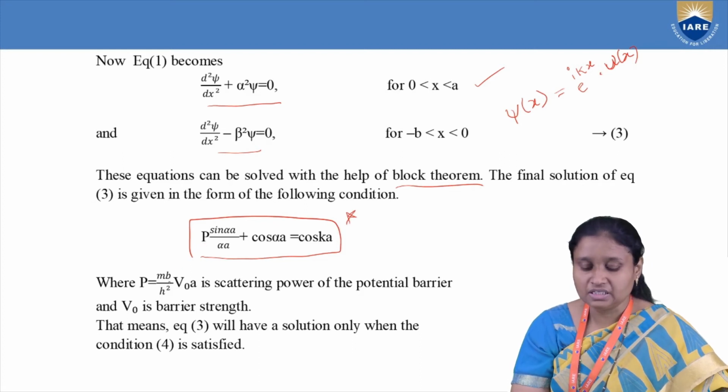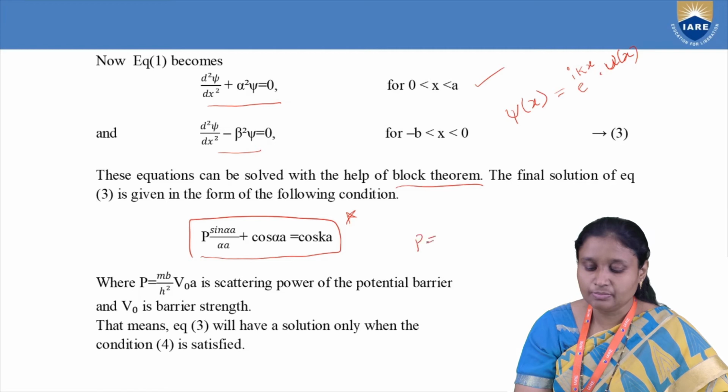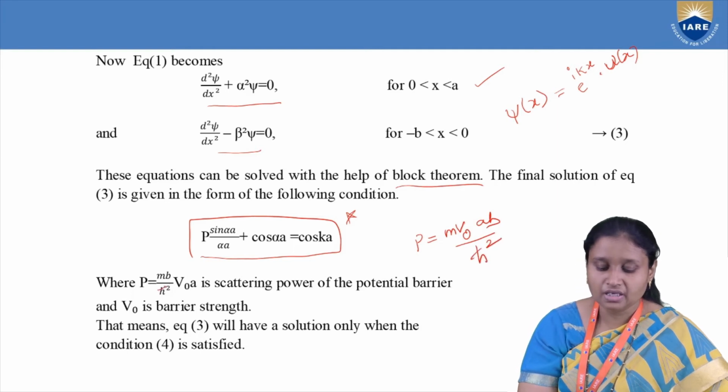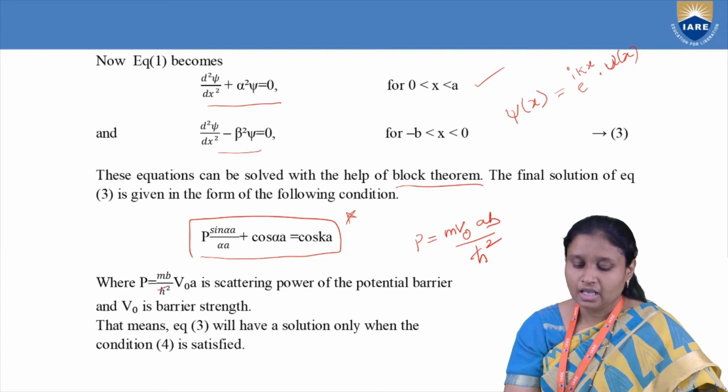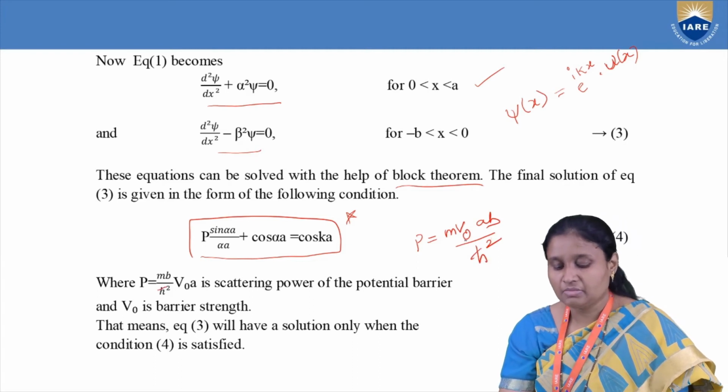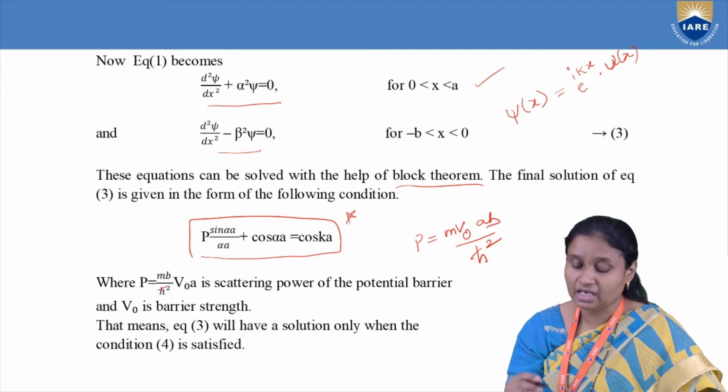What is P? P is given as mV0AB by h cross square, where m is our mass, V0 is the potential barrier height, A is the width of our potential box or distance between two adjacent positive ions, B is the width of our potential barrier, and h cross is equal to h by 2 pi. So V0 is our barrier strength.